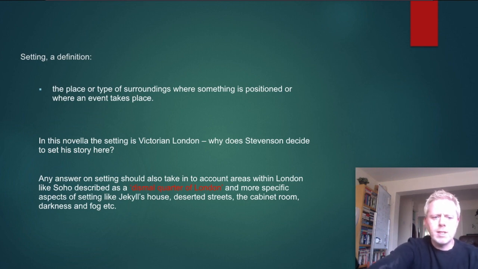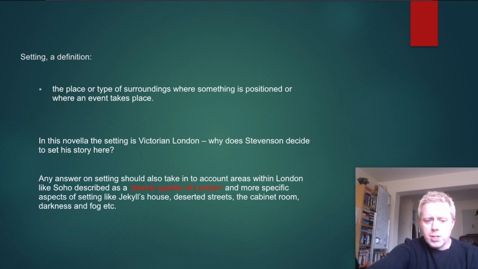Why does Stevenson decide to set this story here? What specific elements are present in Victorian London that allow Stevenson to successfully and effectively explore character, for example, or the theme of duality? There's lots of answers to that. It's quite gothic: the fog, the smog, the shadows, the nighttime, the deserted streets, and so on.